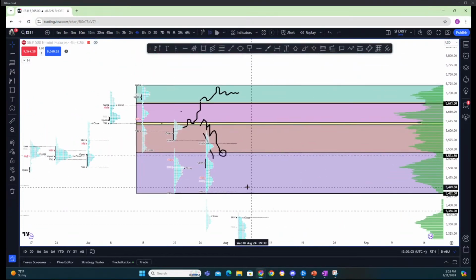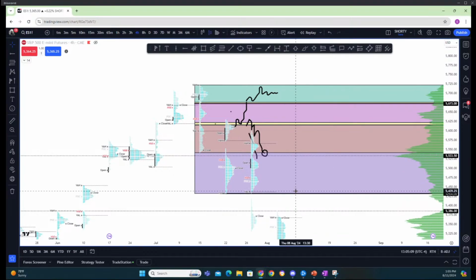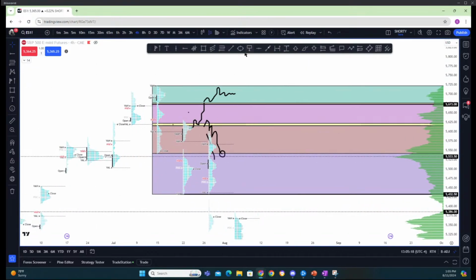What about this? What if they get inside of this? What would you expect? Go down to the bottom. POC there. Yeah, that means that they're most likely going to accept these prices if they can get inside here. And I would say high chance you go to the next value.